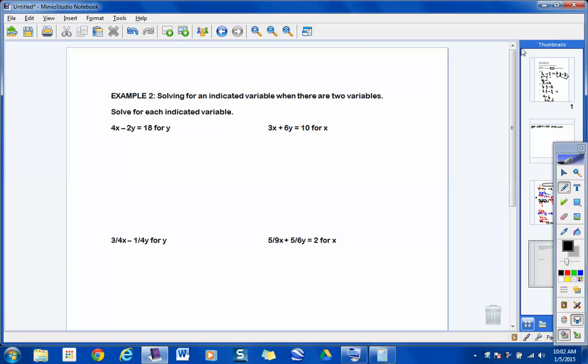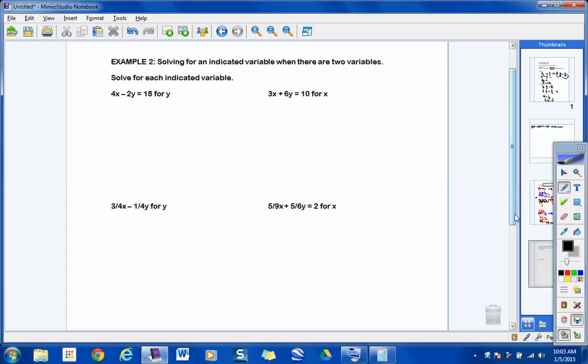So solve for an indicated variable when there are how many variables? 2. Dirty, dirty people. Math. Crazy people. But it is the only subject that counts, right? Except for science. That was a joke. Only subject that counts, math.